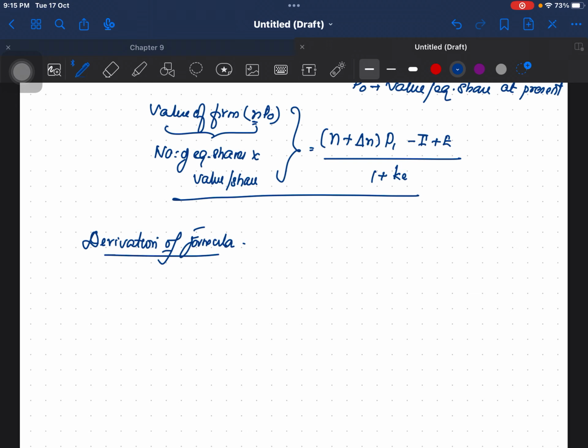Okay, now we have already learned one formula called P0. What is P0? P0 is the value of the company, or the value of the firm, as on today. So P0 is equal to P1 plus D1 divided by 1 plus K.